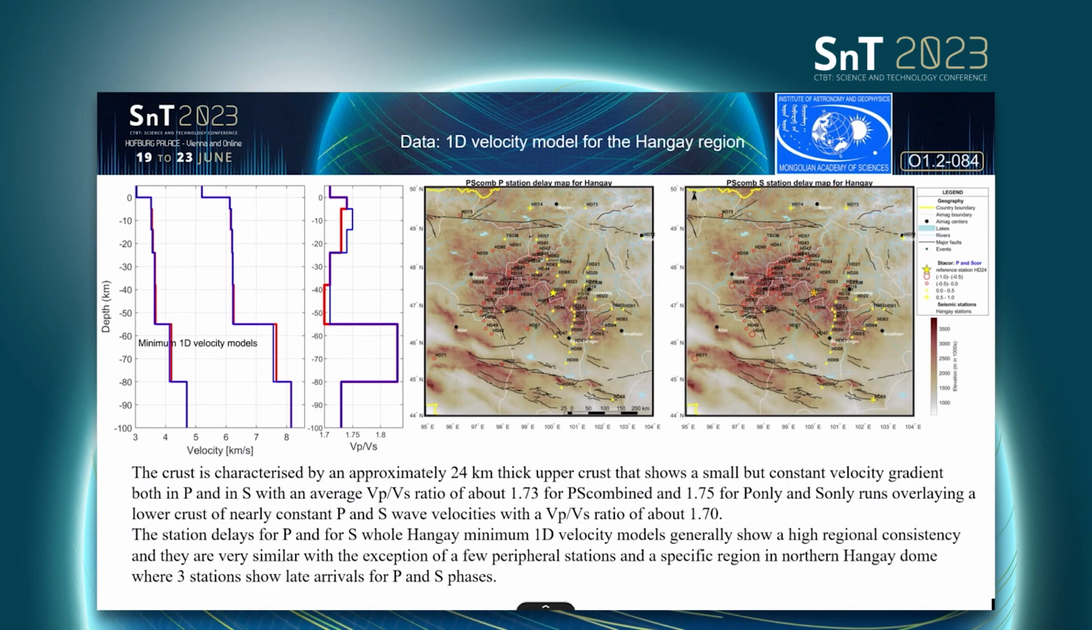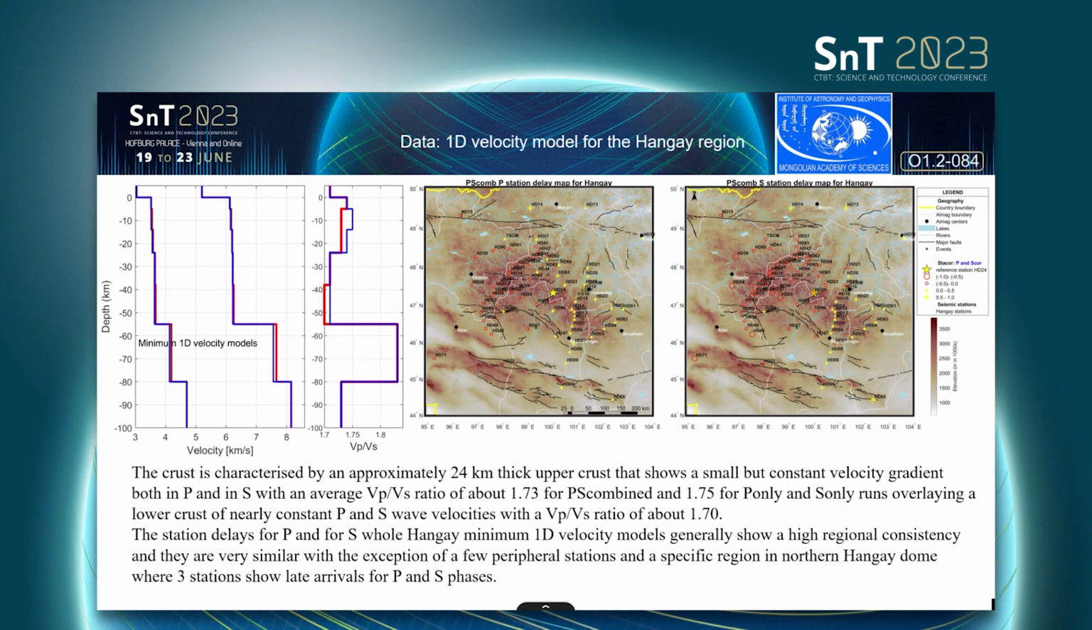The crust is characterized by an approximately 24 kilometer thick upper crust that shows a small but constant velocity gradient both in P and in S, with an average Vp/Vs ratio of about 1.73 for PS combined and 1.75 for P-only and S-only runs, overlaying a lower crust of nearly constant P and S velocities with a Vp/Vs ratio of about 1.70.